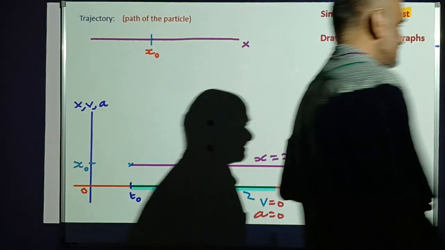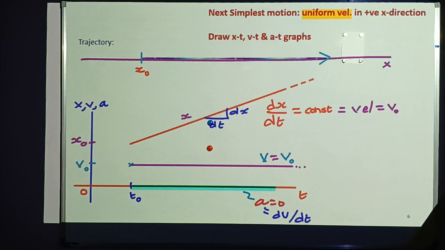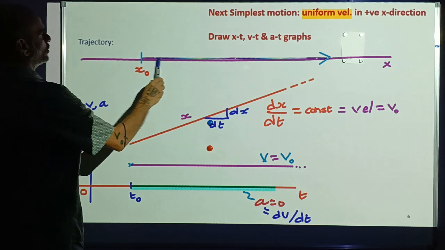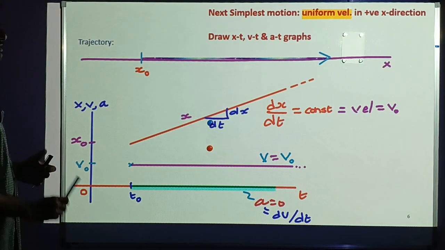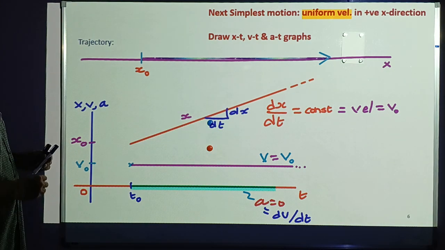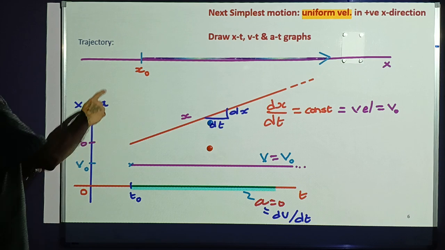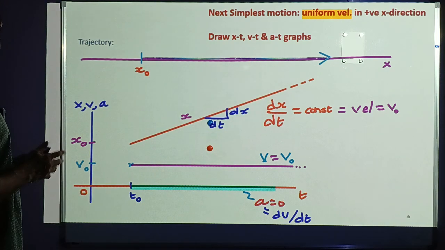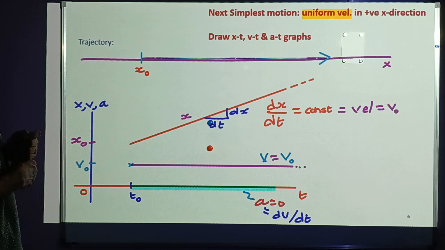The next simplest motion is, we'll make the body move with a uniform velocity in the positive x direction. So the body is here, it will move like this along the positive x direction. Trajectory is the path of the particle. So as time goes on, it will trace out a path like this. So for this motion, we can draw xt, vt and at curves.